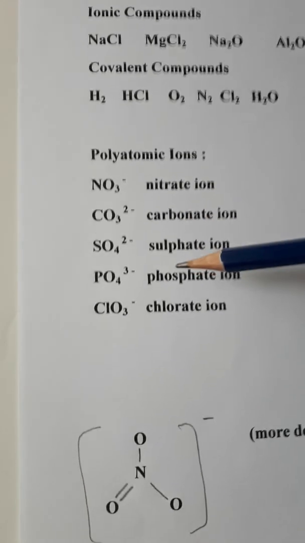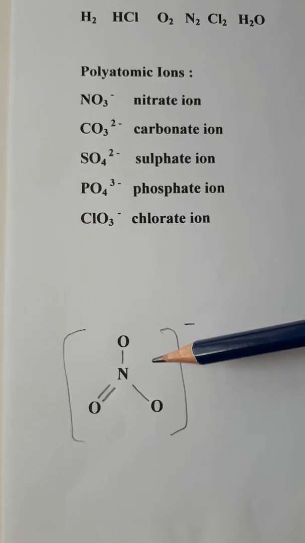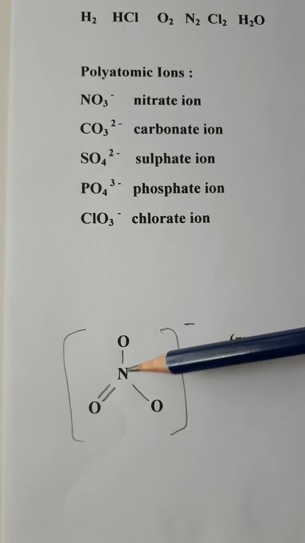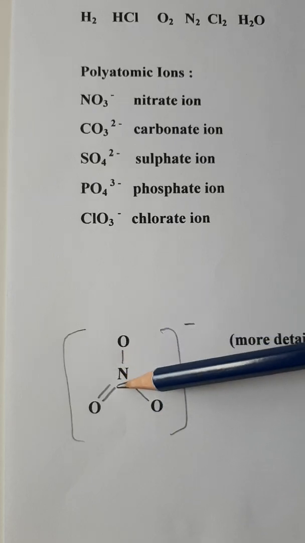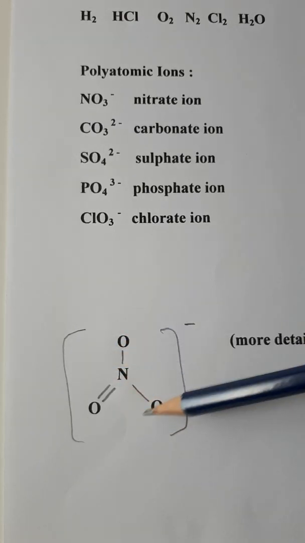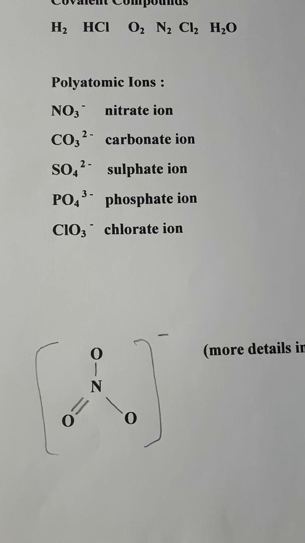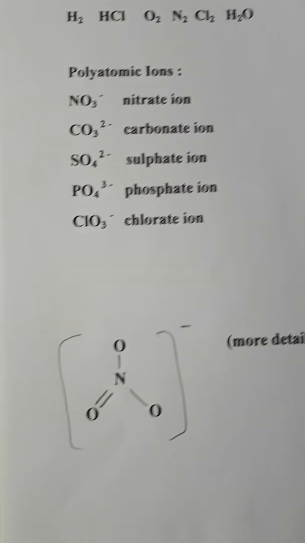So these ions are a mixture of ionic nature and covalent nature. Inside the ion, the bonds are covalent. They are sharing electrons. And as a whole, the whole ion has a negative charge. As I said, we will see more details in our next lesson. So let's see how to make the chemical formulas with these polyatomic ions.